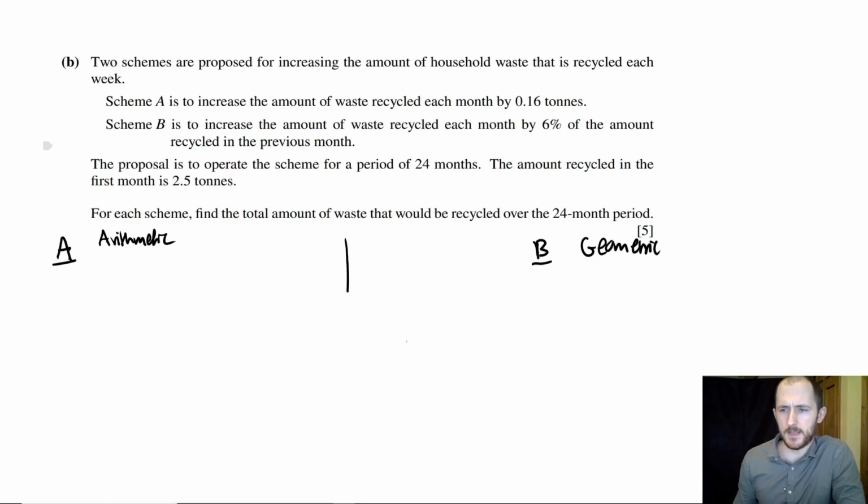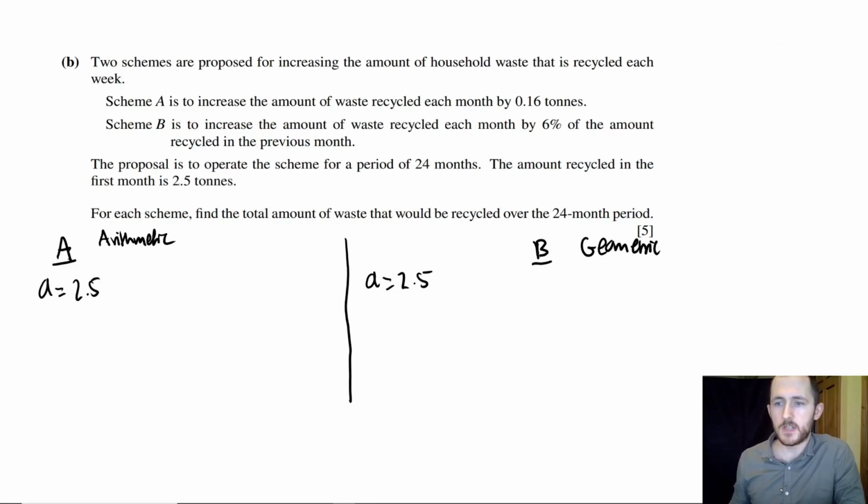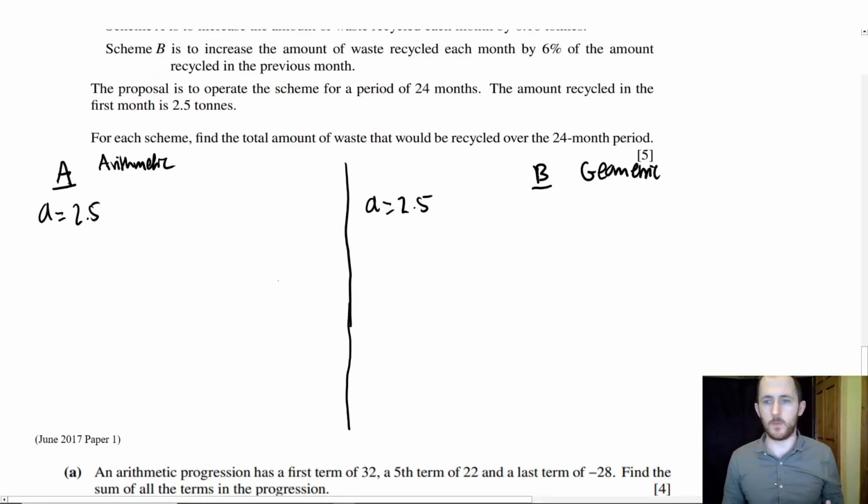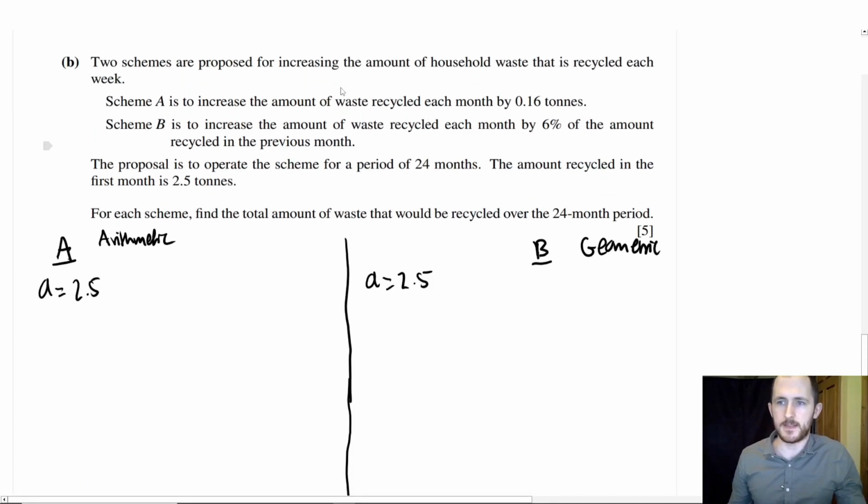And all we need to do here is, so they're going to operate it for 24 months. The amount recycled in the first month is 2.5 tonnes. So for both of these, A is 2.5. And all we need to do is find the total amount of waste that would be recycled over the 24-month period. And this is the kind of calculation that people do in the real world, right? So before they put into place this scheme, they can work out how much in total over a certain period of time will each one do.